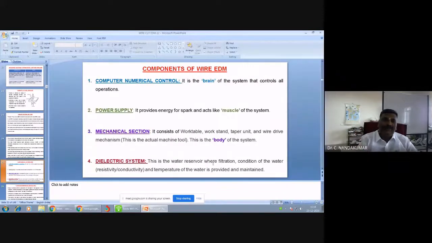These are the major components of wire EDM. Without these components, we cannot operate this machine. The computer numerical control is called the brain of the system. The power supply is the muscle of the system. It is like a human body. Everything is stored in the brain, and it goes through the muscle, that is the power supply. And then the mechanical section is called the body. So brain, muscle, body, it will work on this. And then the dielectric system.